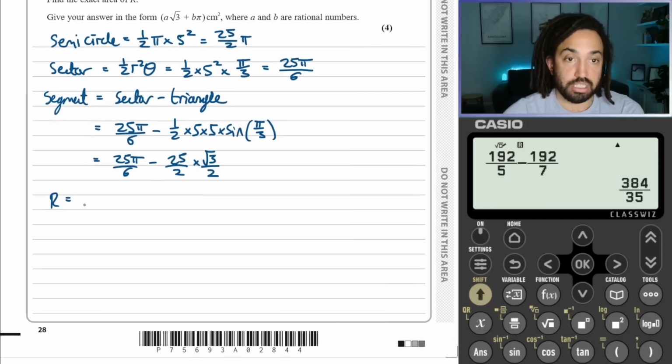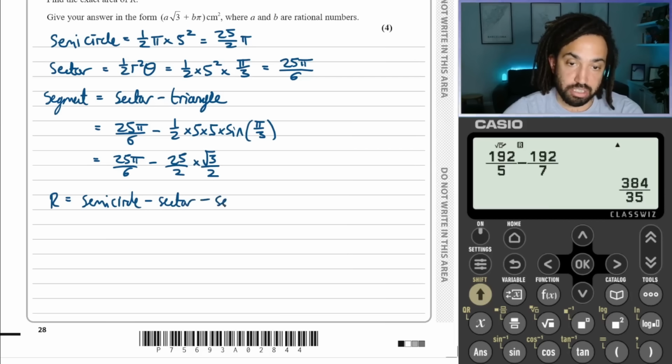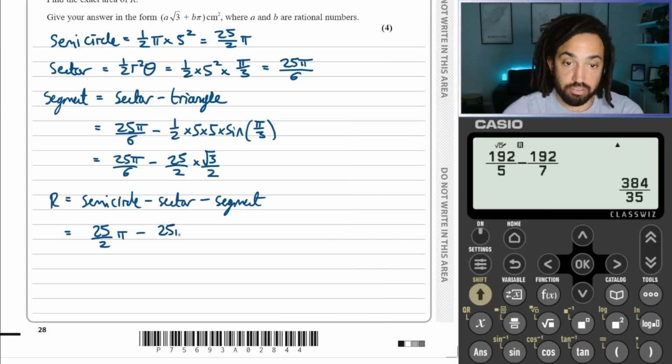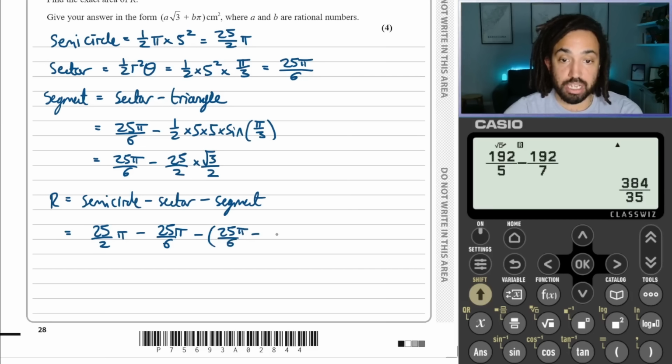So r is equal to the semicircle minus the sector minus the segment, which will be: the semicircle is 25 over 2 pi, the sector is 25 pi over 6, or 25 over 6 pi, and then the segment is 25 pi over 6 minus this times this, which is 25 root 3 over 4.